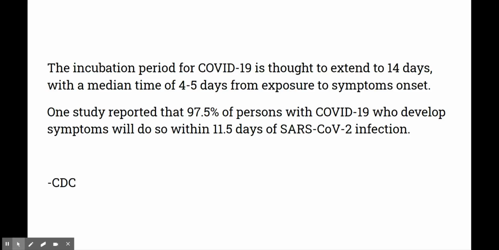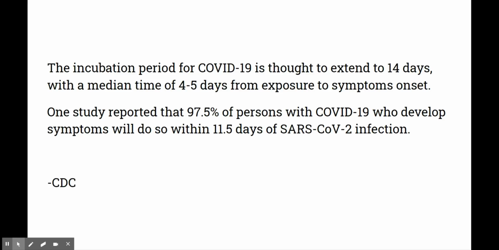So the incubation period for COVID-19 is thought to be usually 4 to 5 days, and could be up to a couple weeks. That's why you see when someone is suspected to be exposed or tests positive, they have to self isolate for 2 weeks. It is because that is the tail end of the incubation period. So studies have shown that about 97.5% of people with COVID-19 who are going to develop symptoms do so within 11 and a half days.